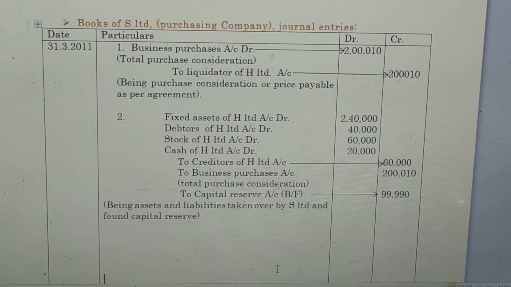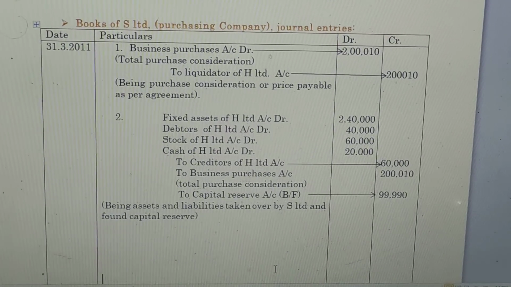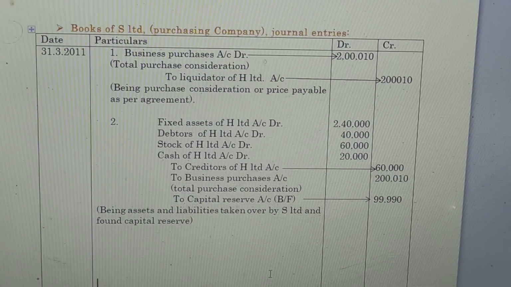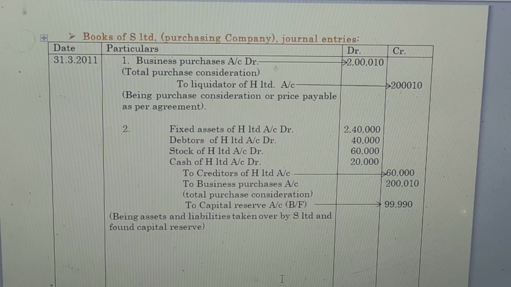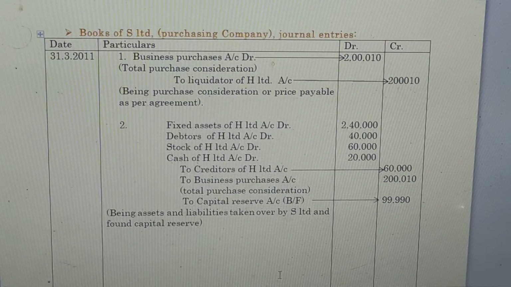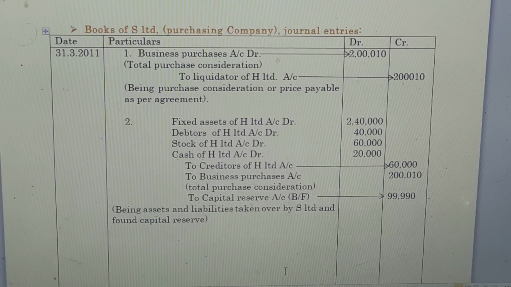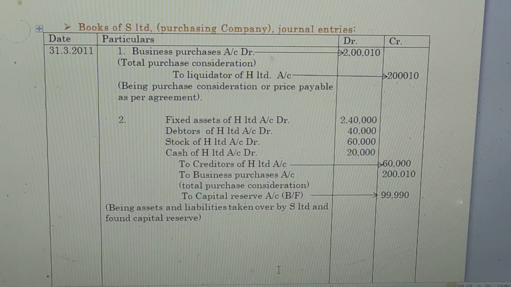It means a total purchase consideration value. The amount is rupees 2,10,000. We have to mention in the debit side: to liquidators of H Limited account, credit 2,10,000 rupees, in bracket being purchase consideration or purchase price payable as per the agreement.